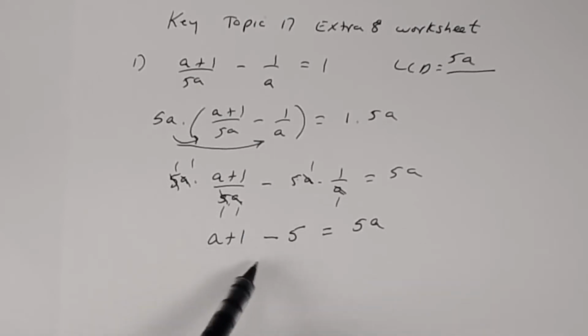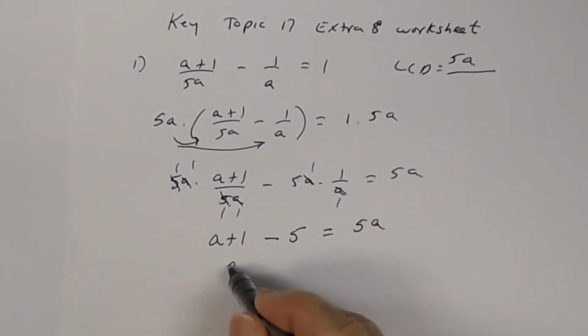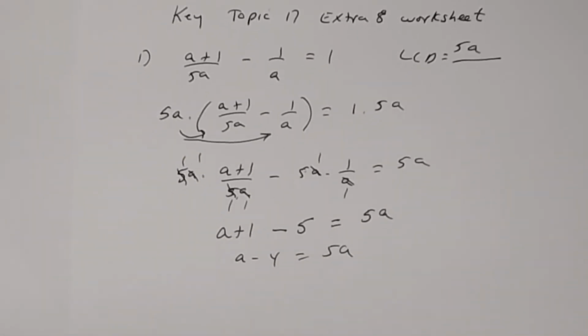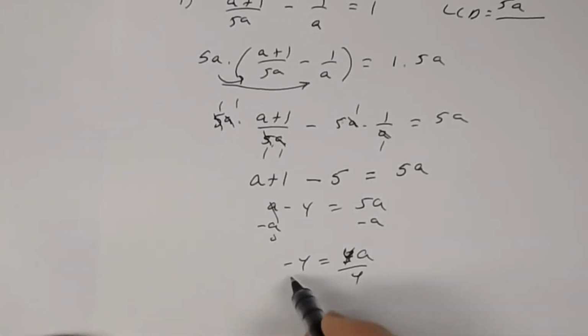Now let's combine like terms. I get a, 1 and a negative 5 is a negative 4, so I get a minus 4 equals 5a. Then let's subtract a from both sides. Combining like terms, a minus a is 0, and I get negative 4 equals 4a. Divide both sides by 4.